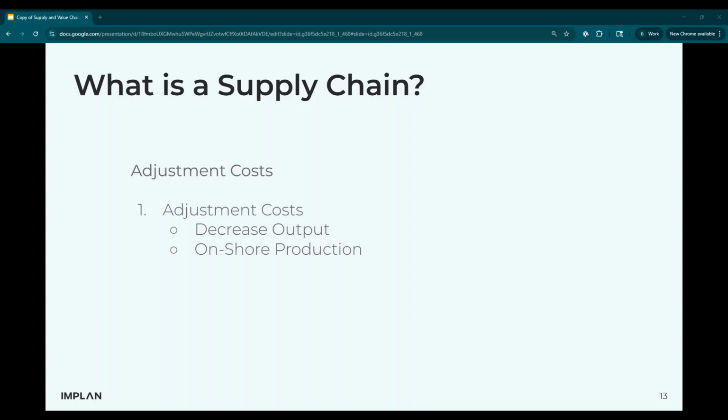Both of these types of adjustment costs can be modeled in IMPLAN, and we'll highlight them when they're in the tool. But just a preview, right? We can think about shocks to commodity demand or industry output as a part of those decreasing in output, and then onshoring production, thinking about that in terms of modeling new facilities in a particular region.